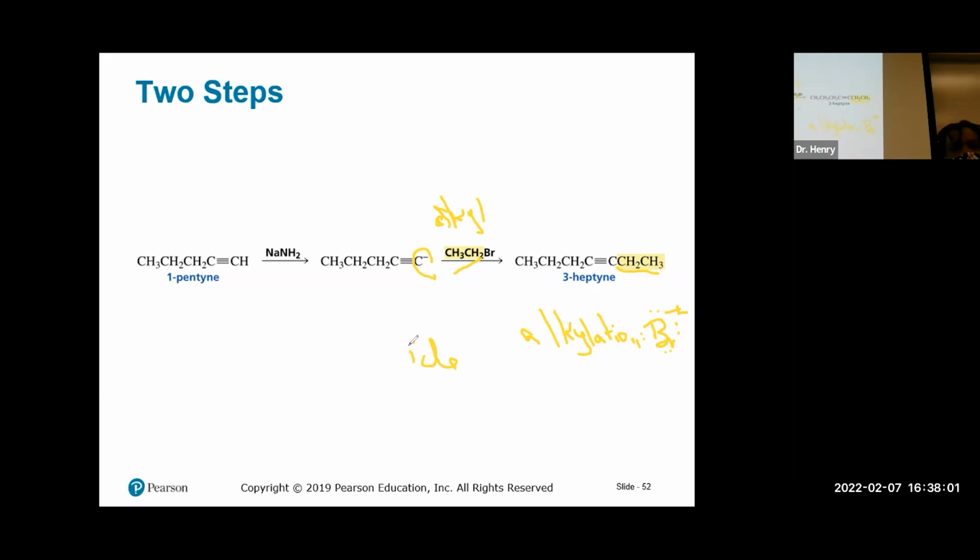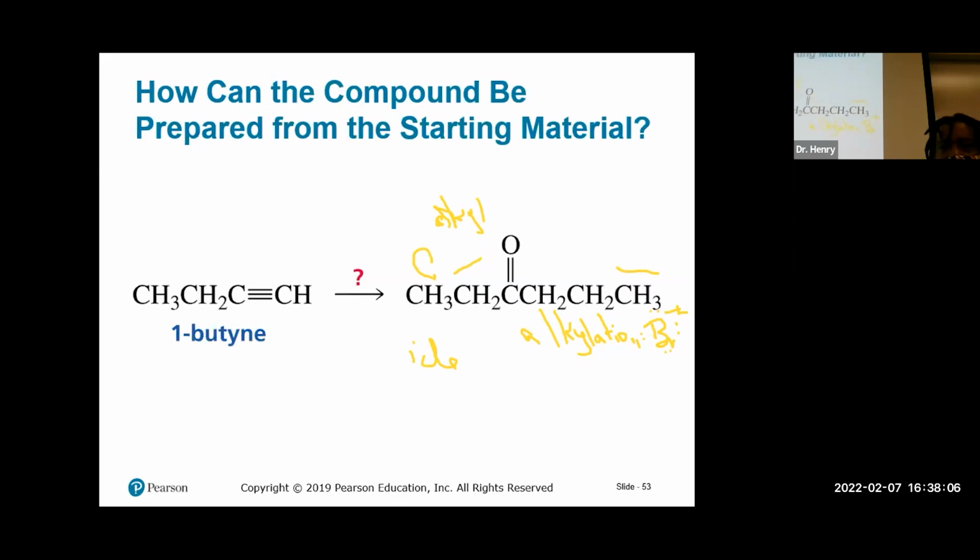Okay. So now let's see. So you guys remember it. So that's a two-step, right? So that first one causes the acetylide to be made. The second step causes the connection, right? Okay, so how can a compound be prepared from the starting material? So this is our starting material right here. So, and we want to end up with this guy.